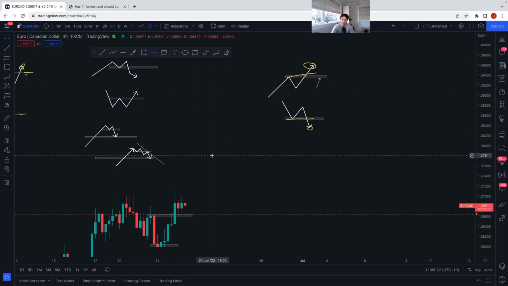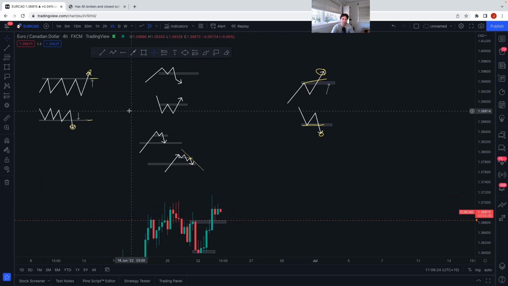So this is the exact same setup. Let's imagine we're focusing on this one: break below the previous high low, and break below the previous lower low. So we have bearish structure, and we want to identify bearish behavior.